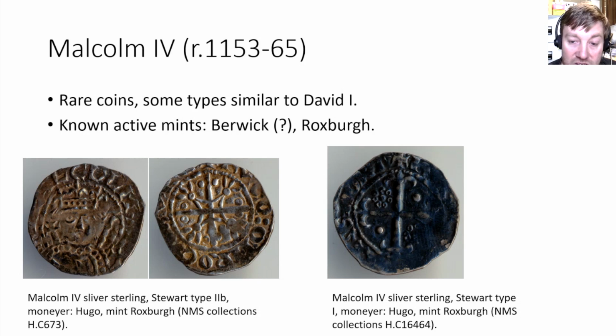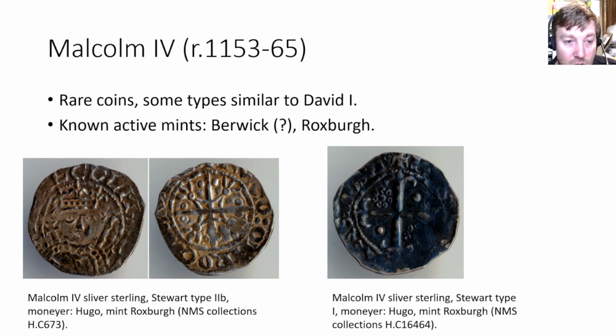Again, there's been no detailed work on the coins of Malcolm IV, so we don't know an exact chronology of Malcolm's types, or the order of dies. Further research on this could include silver testing to look at the silver sources and lead sources of these coins as well. Then that can maybe give a bit of indication of when and where these coins were minted.